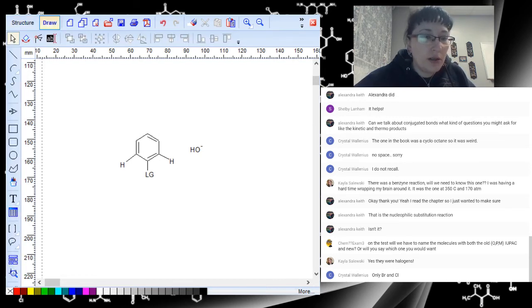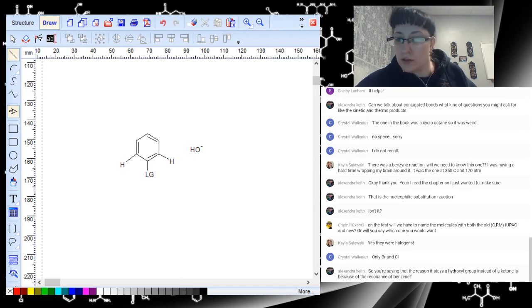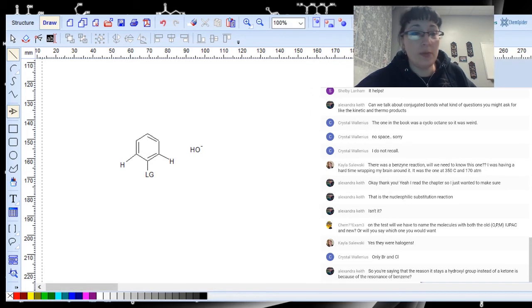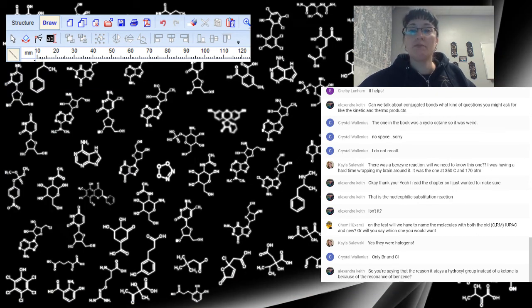So let me put in my arrow table, needs to come up. Hold on a second. Yes, Alexandra, because the benzene ring is even more stable than the stable ketone.